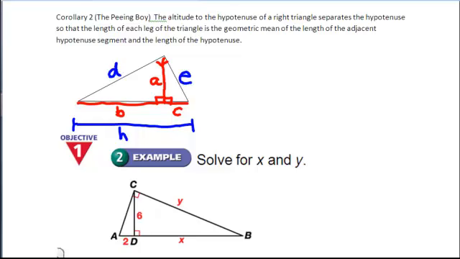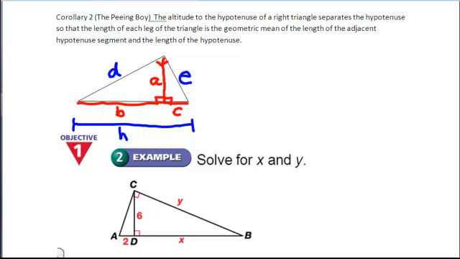Now when you read this statement, it's challenging to read and understand. It says the altitude to the hypotenuse of a right triangle separates the hypotenuse so that the length of each leg of the triangle, and the legs are D and E, is the geometric mean of the length of the adjacent, meaning next to, hypotenuse segment, and the length of the entire hypotenuse itself. Well, I'm going to say that there's an easier way to remember this, in my opinion, and I call it the pee boy.